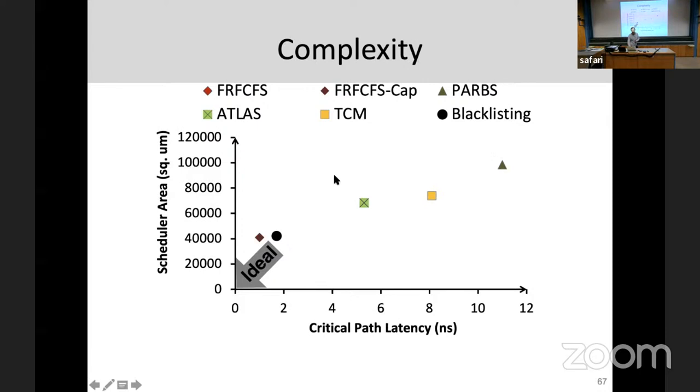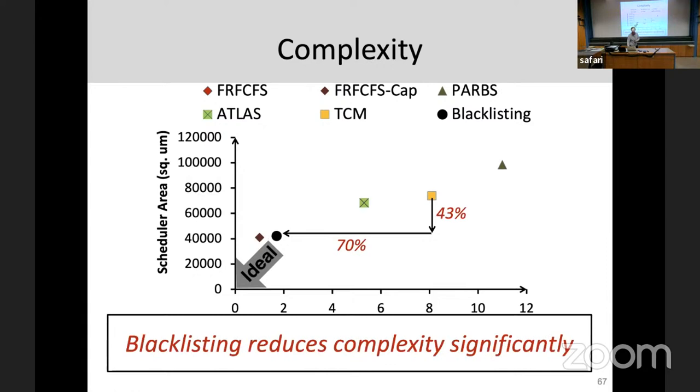So you can see that the critical path latency of all of these schedulers is quite high, and blacklisting scheduler is very close to the FRFCFS scheduler in terms of both area and critical path latency. And you can look at the numbers. So this is the reason why it reduces complexity significantly. And there's an argument for complexity. As I said, the testing time is another argument. How long does it take to test the scheduler?